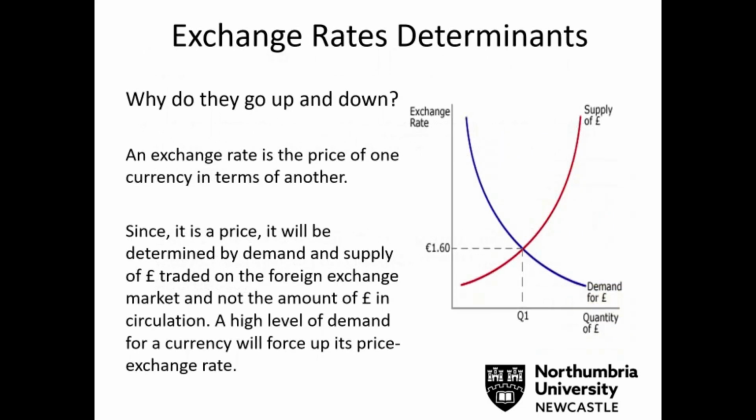So why do they go up and down? Why, on a floating rate, do foreign exchange rates move due to supply and demand? Well, as we've said in the first part, an exchange rate is just the price of one currency against another. And if there's a high demand for that currency, then supply, staying the same, would result in the foreign exchange rate of that currency going up in value. Demand would shift to the right in this graph.